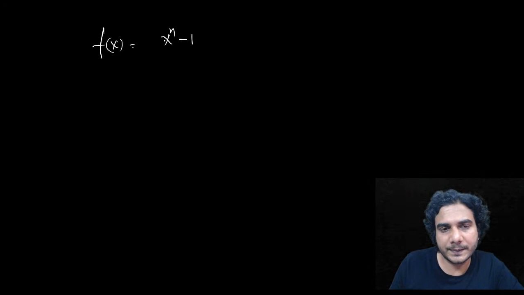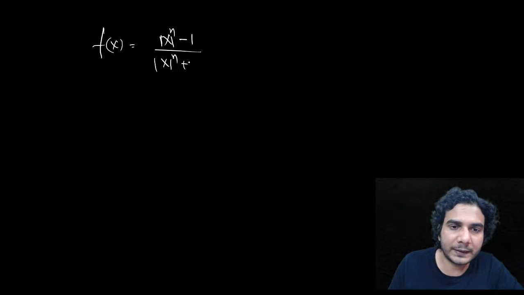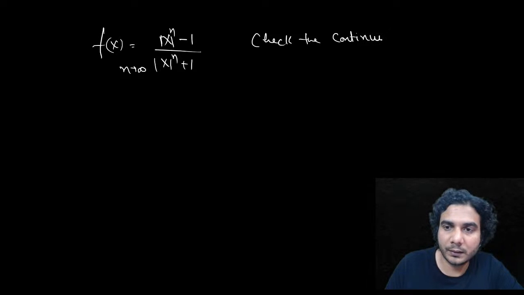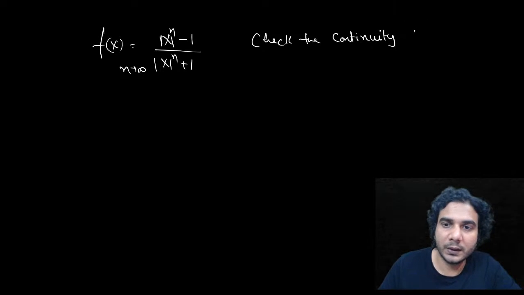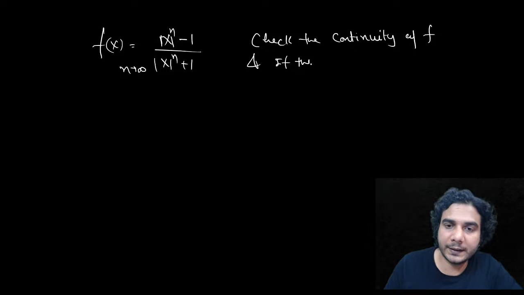Okay, I'll come back to this question, but let me discuss one more thing with you. Suppose this is a function f(x) is equal to the limit of mod of x raised to n minus 1, one minute, let me put it properly, mod of x raised to n minus 1 divided by mod of x raised to n plus 1, n approaching infinity, okay? So check the continuity of this function. First we'll do this problem, then we'll go to that one. Check the continuity of f, and if there is any discontinuity, then find its type.